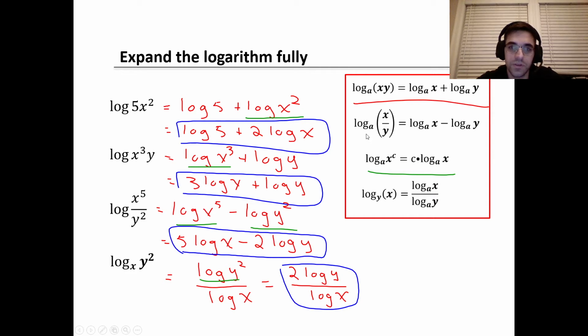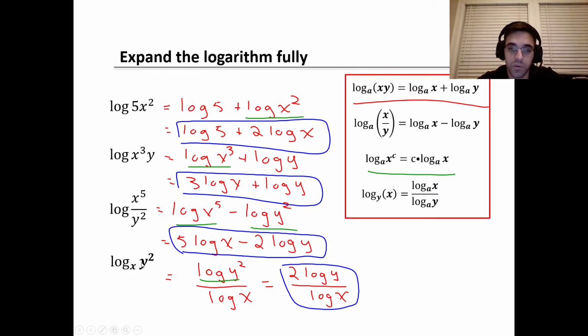Okay, this next one we're using our quotient rule for logs. Log of x to the power of 5 divided by y to the power of 2 would be log of x to the power of 5 minus log of y to the power of 2. And then we can bring each of those exponents out front of their respective log functions and make them coefficients. So 5 times log of x minus 2 times log of y.